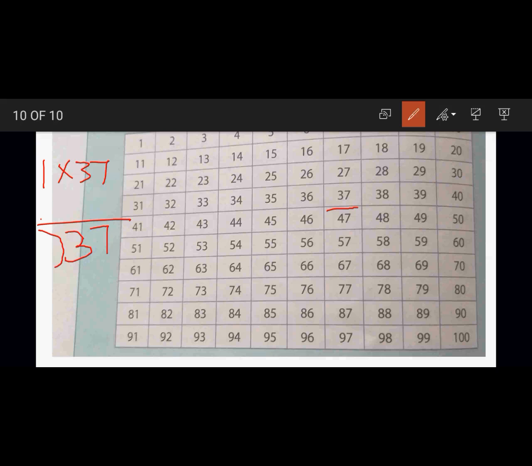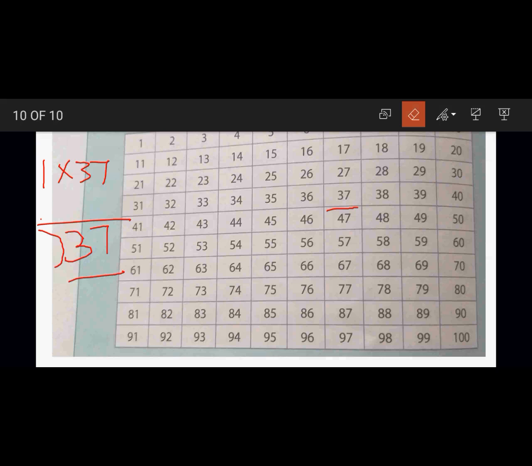Excellent. Okay, so the simple trick to find out if a number is divisible by 3, what should we do? 3 and 7, we are going to simply add them. 3 plus 7 gives you 10. Is 10 divisible in multiples of 3? No. Very good. So therefore, the possibility of dividing 37 by 3 is also not there. Okay? Understand this, children?